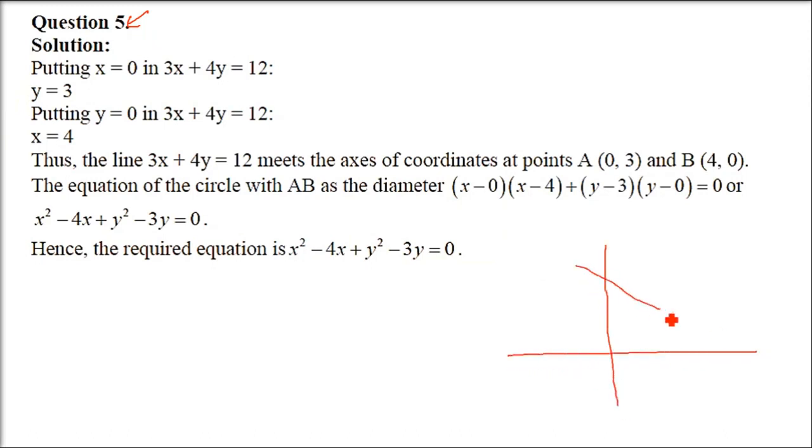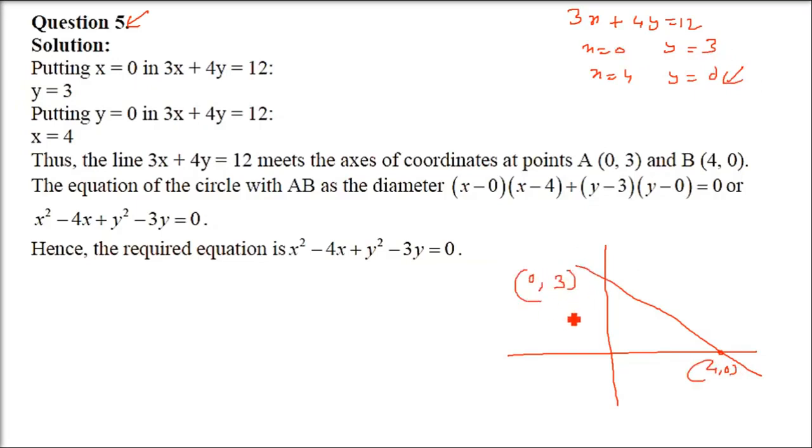So what you have to do here, there is a line. I just made it, just to give you an idea. So 3x plus 4y equals 12. Put x equals 0, y will be 12 by 4, that is 3. Put y equals 0, x will be what? 12 by 3, that is 4. So you have (4, 0), basically it's just an intercept, and you get (0, 3). So you have these endpoints.